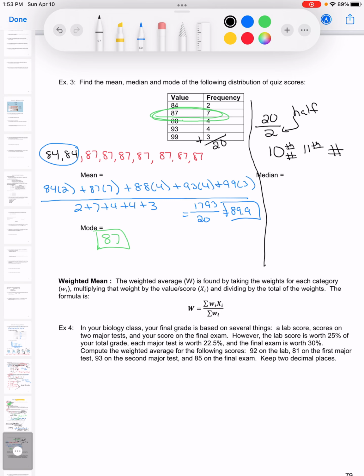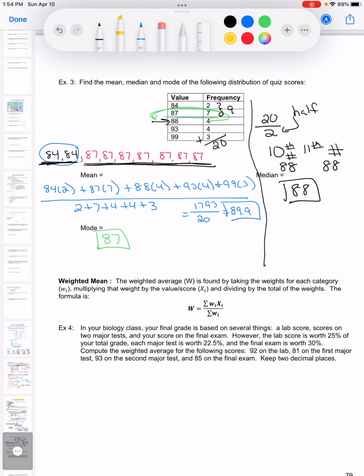Looking at my list, the first 2 numbers are 84. The next 7 numbers are 87. That's 9 total numbers. That means the 10th number is going to be an 88, because the next number after 87 would be an 88. And the 11th number would also be an 88. So if we were to add those up and divide by 2, we would get a median of 88. Again, that's a shortcut. You don't have to do it that way.